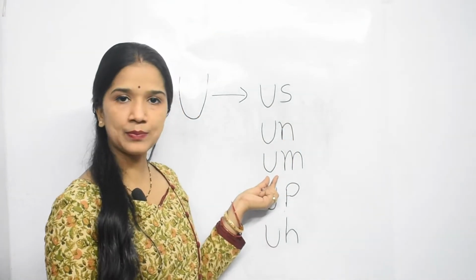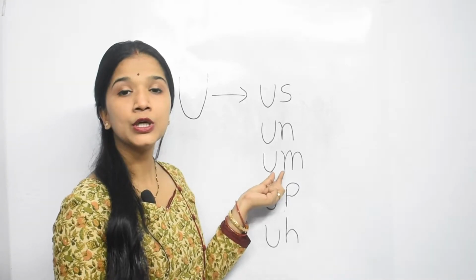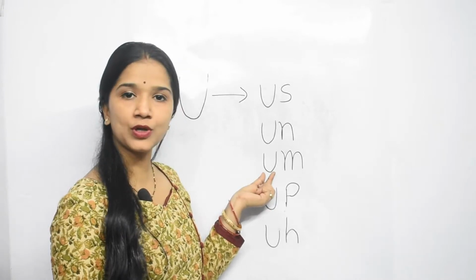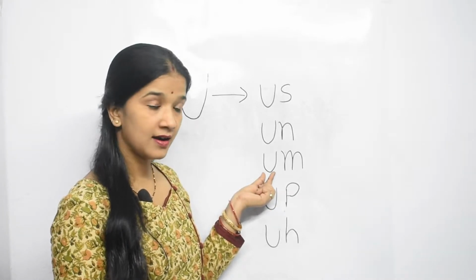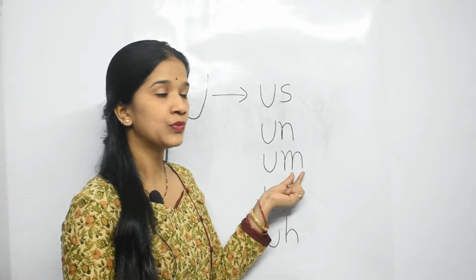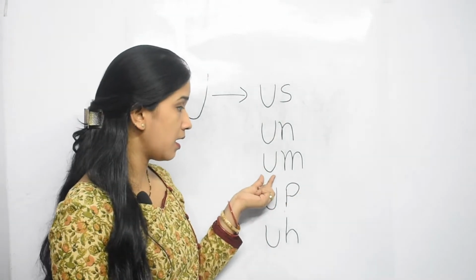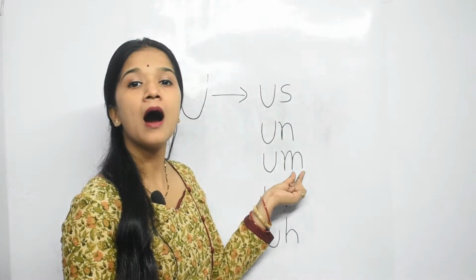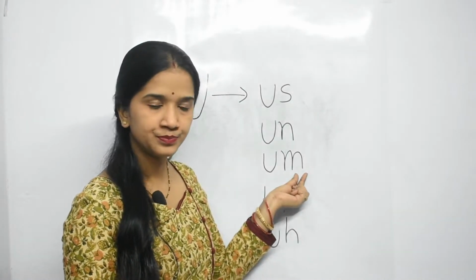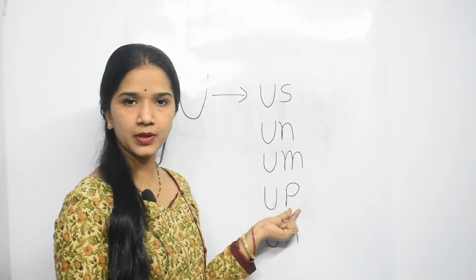The next example is U, M. The phonic sound of U is A and the phonic sound of M is M. So, A, M, um. Next letter is U, P, up.